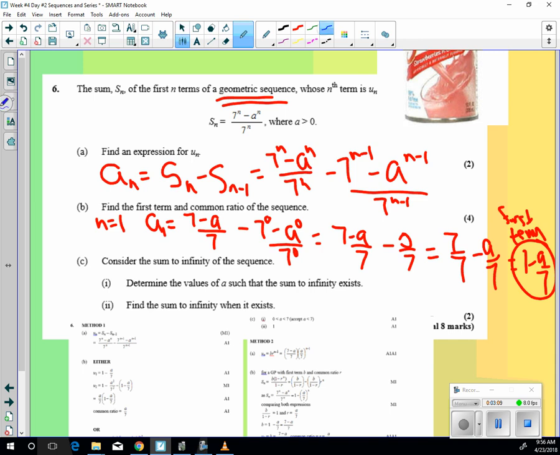You ready for the ratio? Next, for the ratio, we're going to look at the second term and see what the ratio is between them. So for the second term, you're going to put a 2 in here. 7 squared minus a squared.